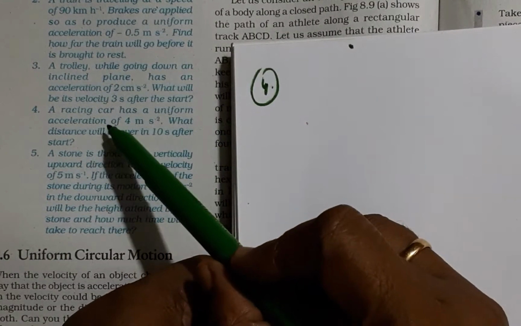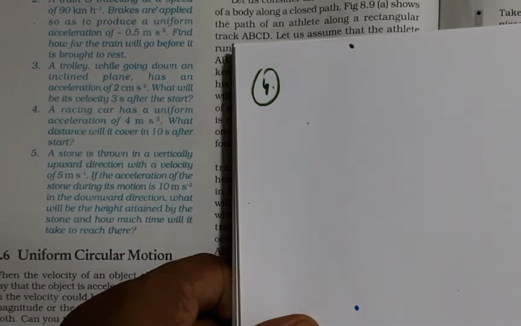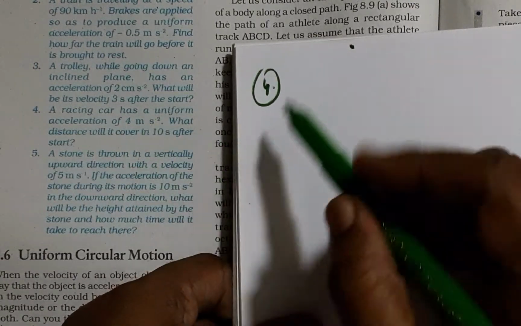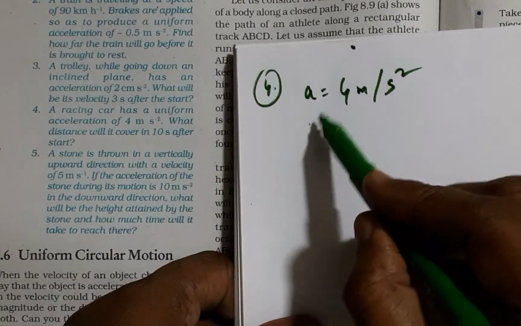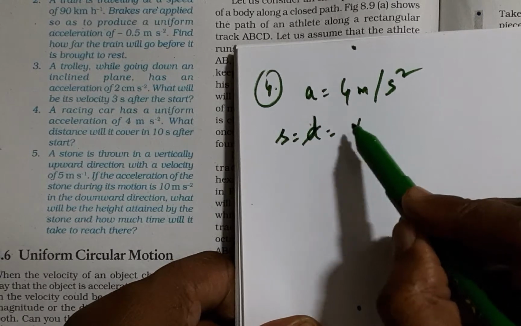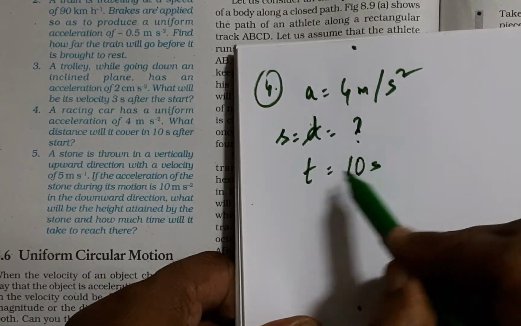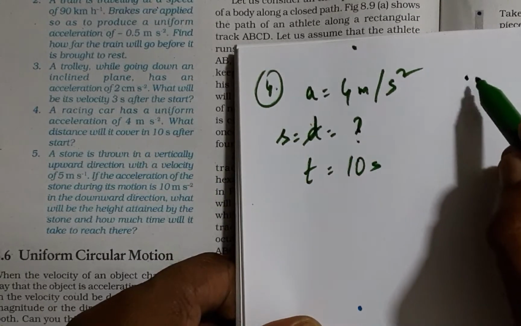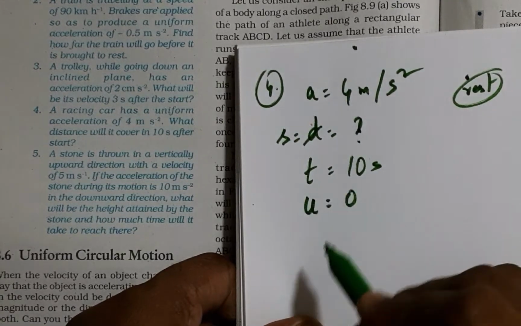Now see the fourth question. A racing car has a uniform acceleration of 4 meters per second square. What distance will it cover in 10 seconds after the start? We have been given a, and we are being asked to find out the displacement, and then time has been given. Again he is saying that after the start, meaning the body has started from rest, therefore u equals 0.